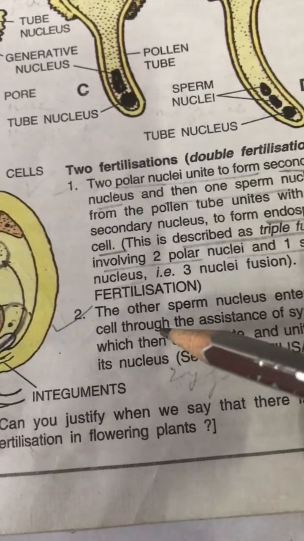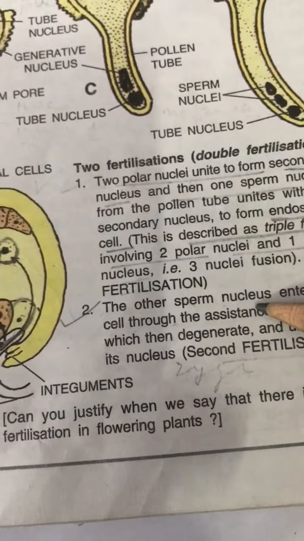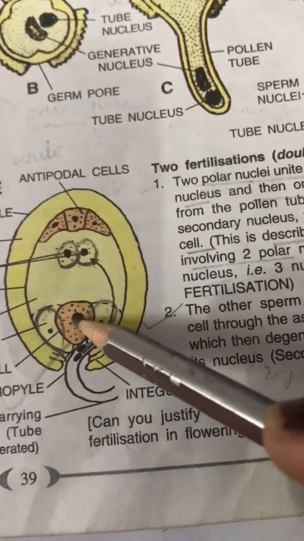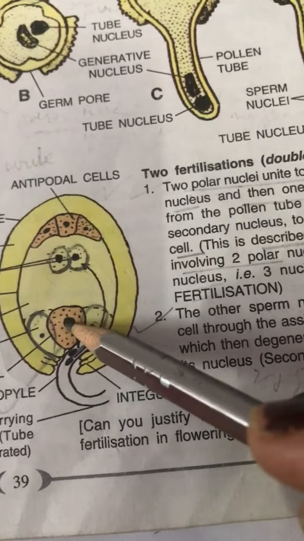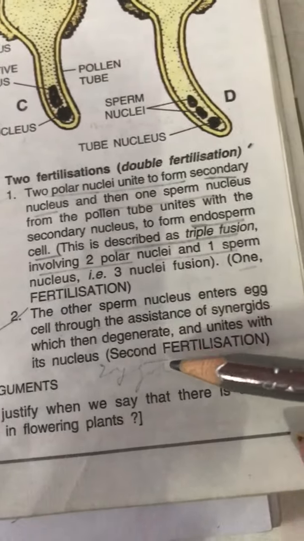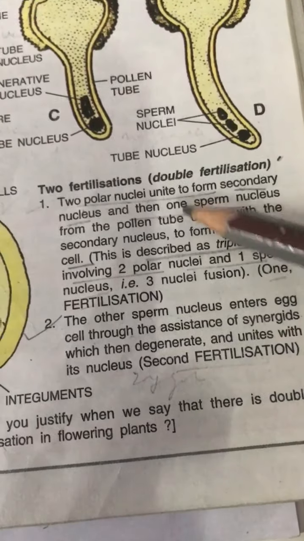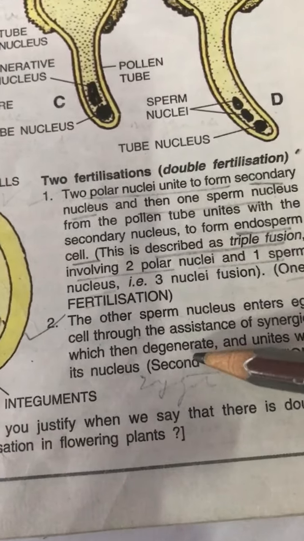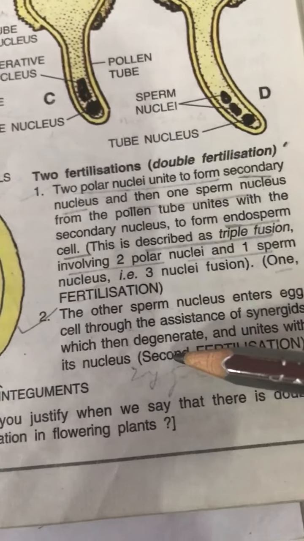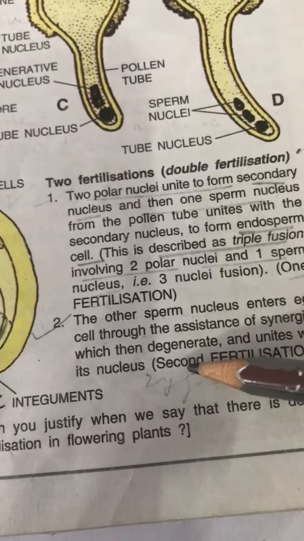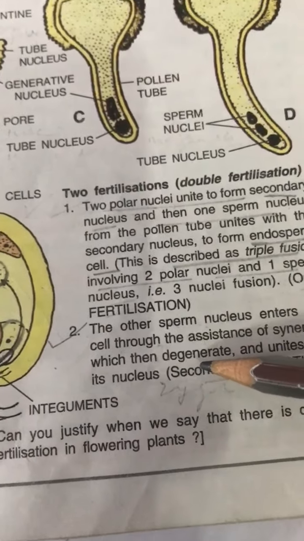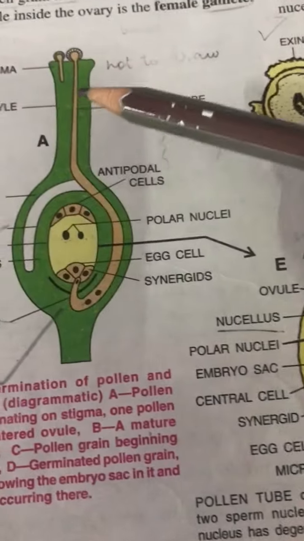Whereas the other fertilization is between the sperm nucleus or the male gamete and the egg together to form the zygote, which will change into an embryo. So in flowering plants or angiosperms, two sets of fertilizations occur, and that is why it is called double fertilization. And this is what has been explained here.